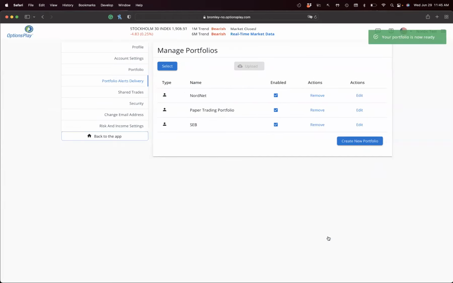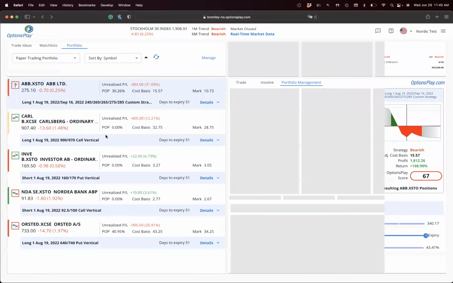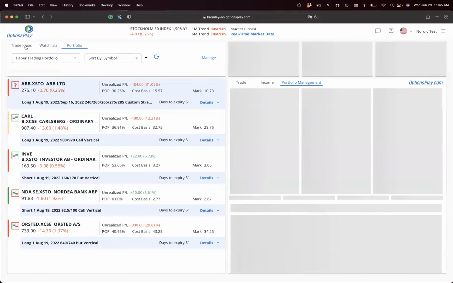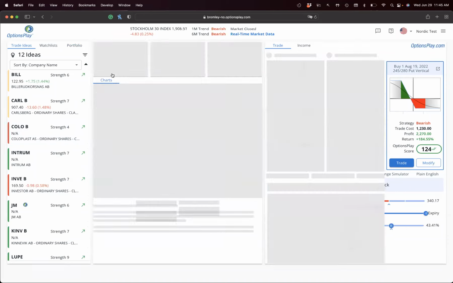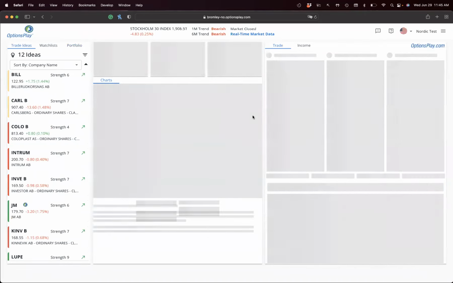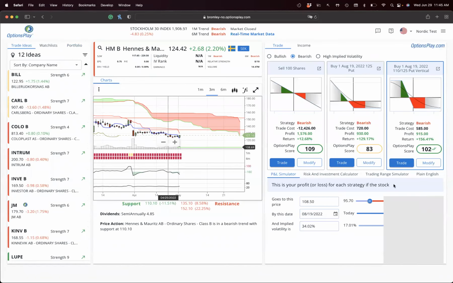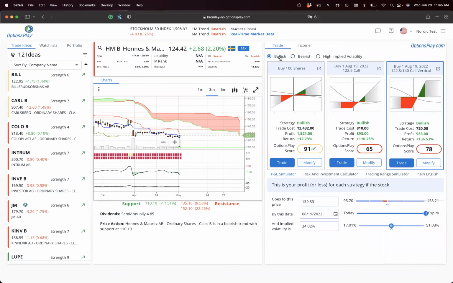You can create as many portfolios as you would like. And when you're using the platform, let's say you enter a new trade today. Let's say you took a bullish view here on H&M. I'm just using this purely as an example. If you execute this trade in your Nordnet account, what you can do is come into OptionsPlay. Let's say you took a bullish position here in H&M today.